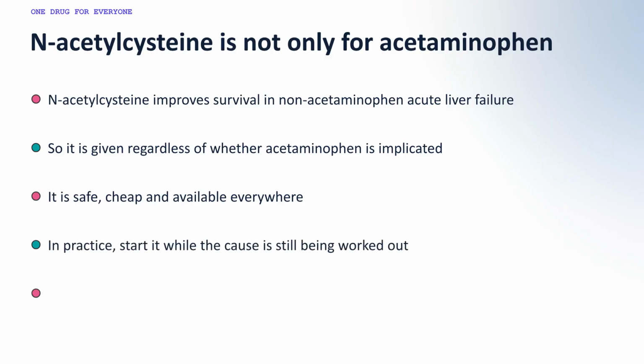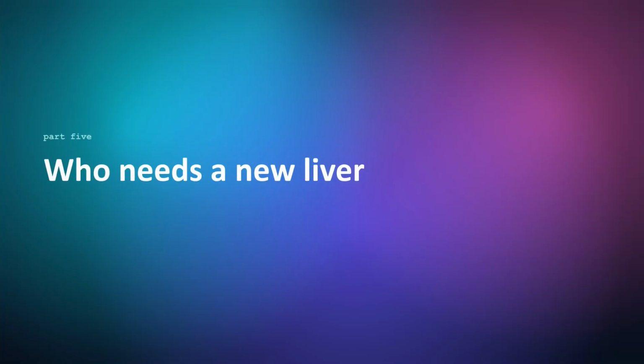In practice, you start it while the cause is still being worked up. Our patient has isoniazid injury. She has never taken an overdose of anything, and she still gets N-acetylcysteine. And now the decision the whole admission is built around: which patients will not survive without a transplant?